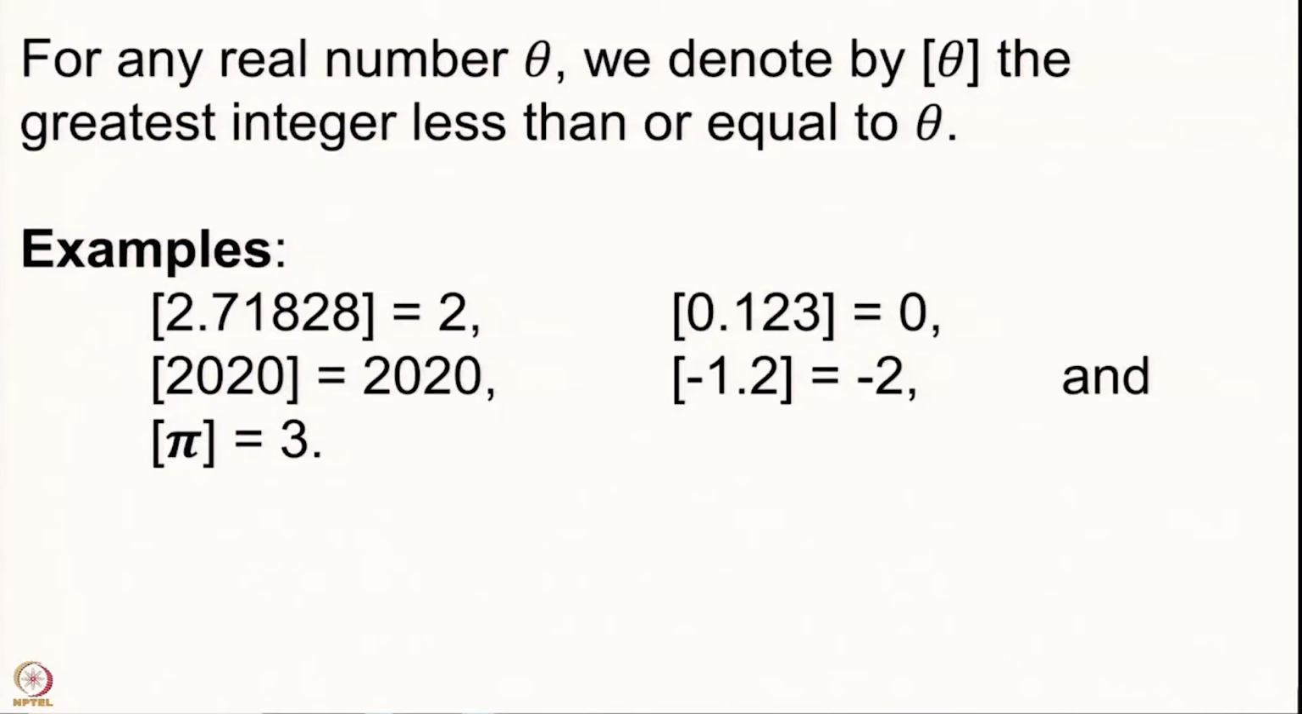So, the floor function of minus 1.2 is minus 2, and finally, the floor function of pi is 3. Remember that pi has this expansion 3.14 something something, and therefore, its floor function will give you the number 3.